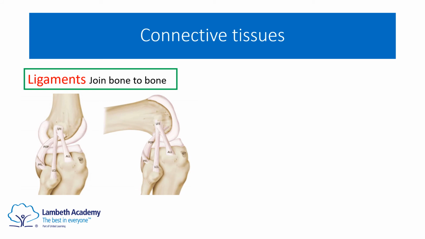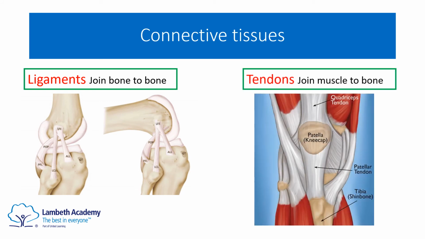The third and final type of connective tissue within our bodies is a tendon. Now, tendons join muscle to bone. Again, get a different coloured highlighter, scribble that through tendons, and just highlight and emphasise that tendons join muscle to bone.